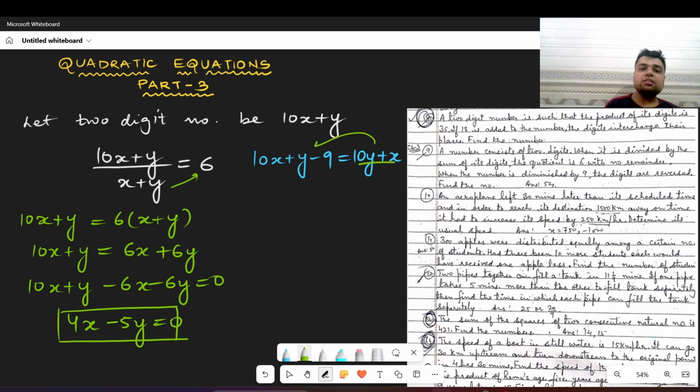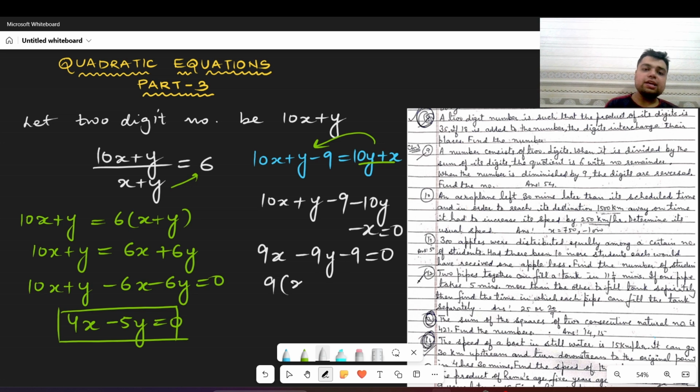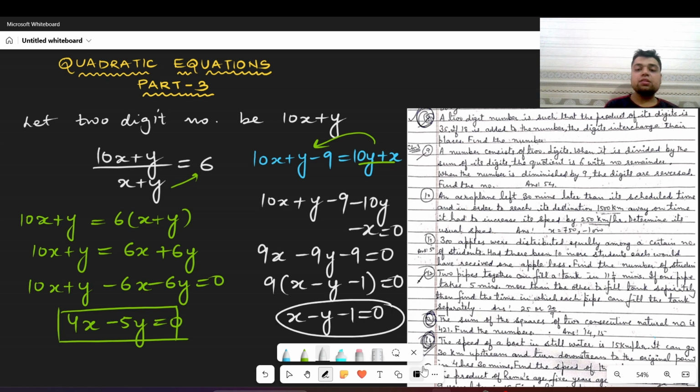Let's solve this. I will take all the terms on the other side. It will become 10x plus y minus 9 minus 10y minus x is equal to 0. So it will become 9x minus 9y minus 9 equals 0. I can take 9 common: x minus y minus 1 equals 0. This is equation 2.